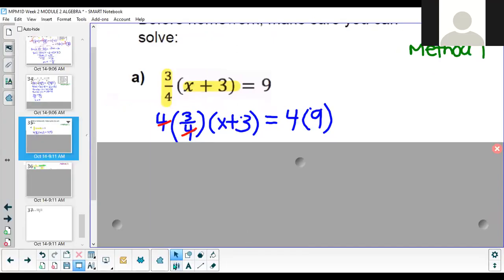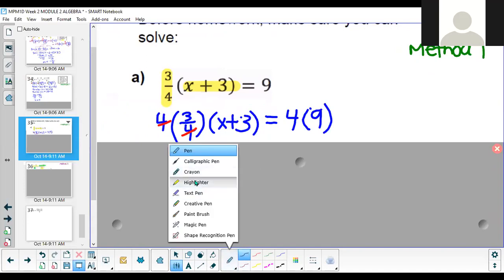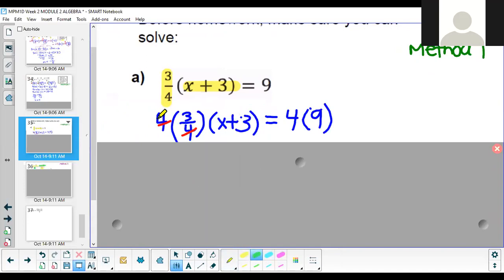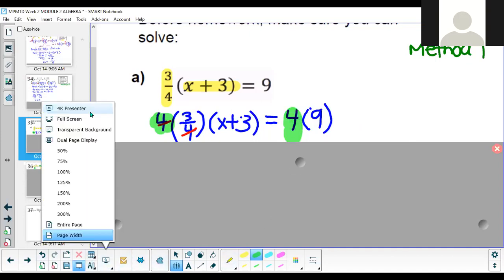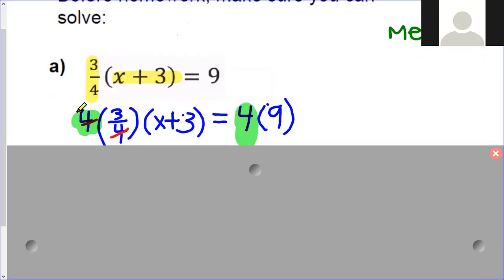I'm multiplying both sides of the equation by 4. So let me use my highlighter tool to really reinforce, and I want you to reinforce, you cannot just multiply the left-hand side by 4. You also have to multiply the right-hand side by 4. Otherwise, you haven't truly eliminated the fraction. You have to do it to both sides. The left-hand side and the right-hand side are balanced. So without eliminating it, it's not balanced.